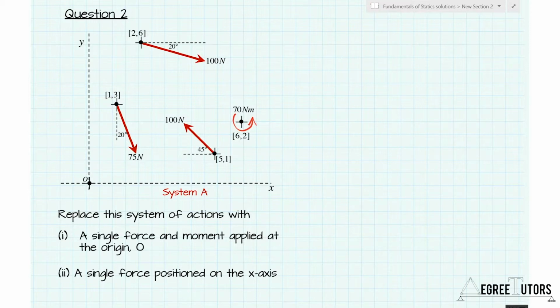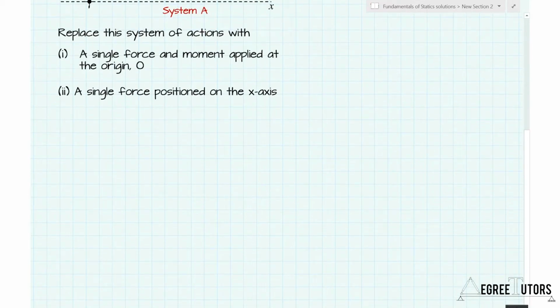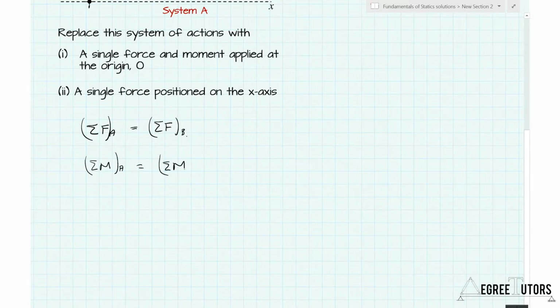So the first thing to acknowledge when we're trying to determine equivalent systems is that the sum of the forces in system A, which is the system we started with, must equal the sum of the forces in our equivalent system, which we're going to call system B. And we also have to have moment equivalency. So we're going to say that the sum of the moments in system A must equal the sum of the moments in system B. Okay, so that's what we're going to use to determine our equivalent systems.